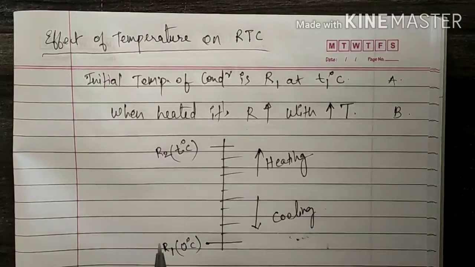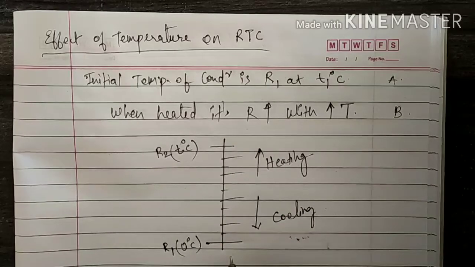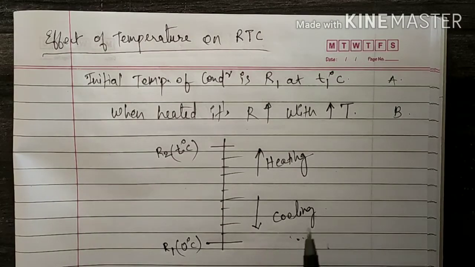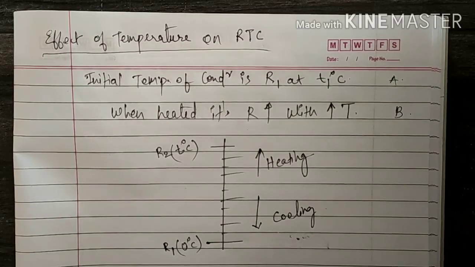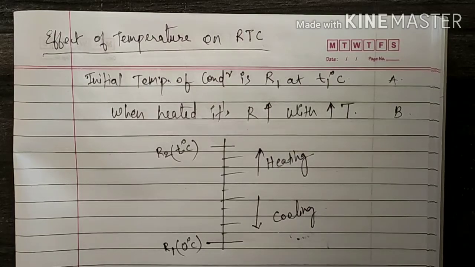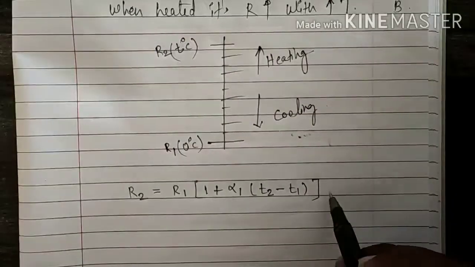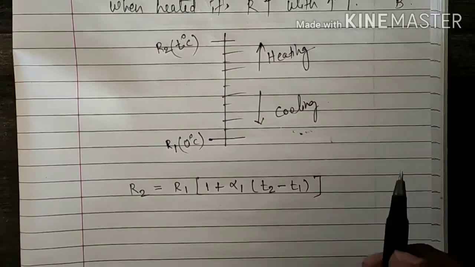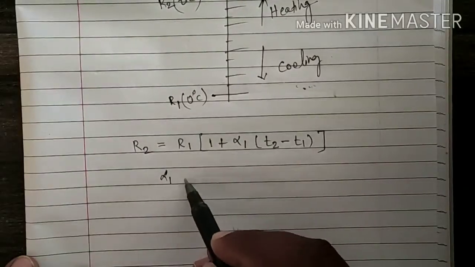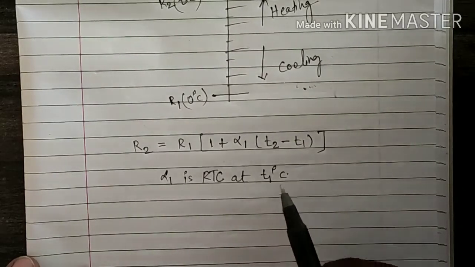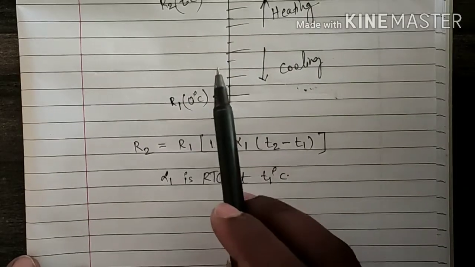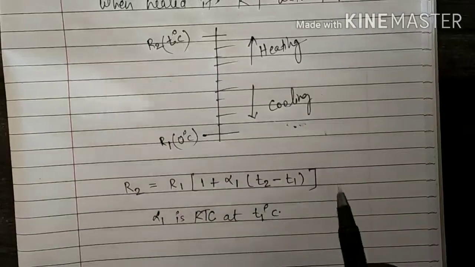So the mathematical expression of the resistance when the material is subjected to heat is given by R2 equals R1 times 1 plus alpha 1 times T2 minus T1. In the previous video we have seen what alpha 1 is. Alpha 1 is the RTC at T1 degree Celsius.